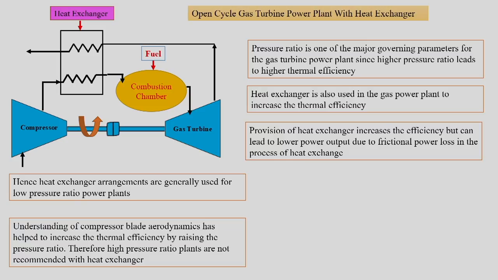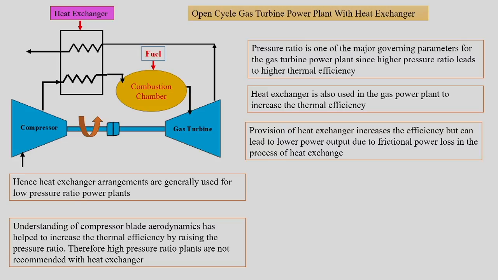Actually, what would happen in the case of high pressure ratio gas turbine power plants is, with an increase in pressure ratio, we would have higher and higher loss in the heat exchanger. So it is not a good idea to have higher losses in the presence of a heat exchanger. So only low pressure ratio gas turbine power plants operate with a heat exchanger. Basically, the heat exchanger is used here for increasing efficiency. But as it is associated with frictional power loss, we can bypass the use of a heat exchanger in the case of a high pressure ratio gas turbine, since the pressure increment is already there when we say we are using a high pressure gas turbine power plant.